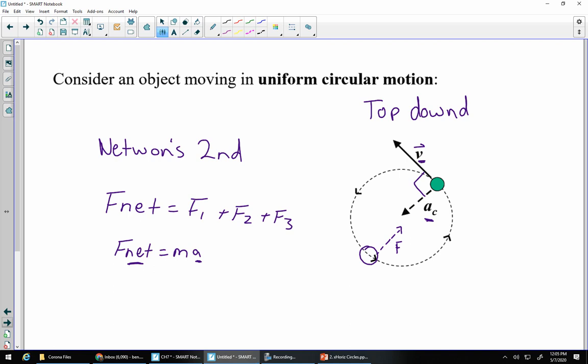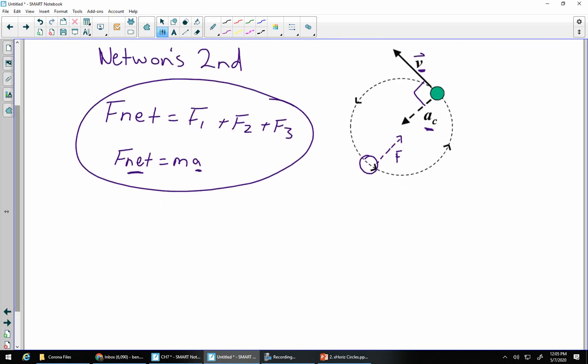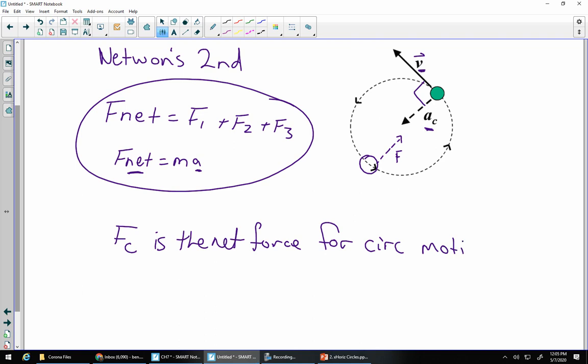But what we're actually going to do for this is very special for circles. The stuff that I've got over here is pretty general, right? It's any forces. Special for circles, just like we had a special acceleration, we're going to have a special net force as well. So F_c is the net force for circular motion. When I say net force and I'm talking about circles, I'm talking about F_c. If I talk about F_c, I'm saying net force, just special for circles.